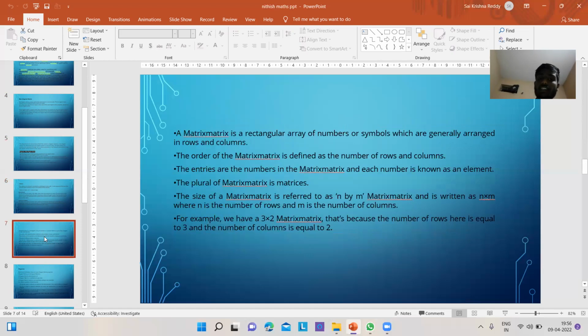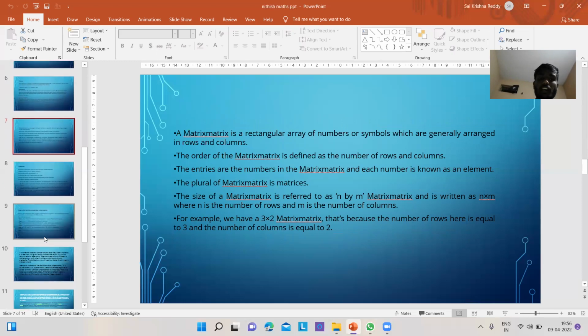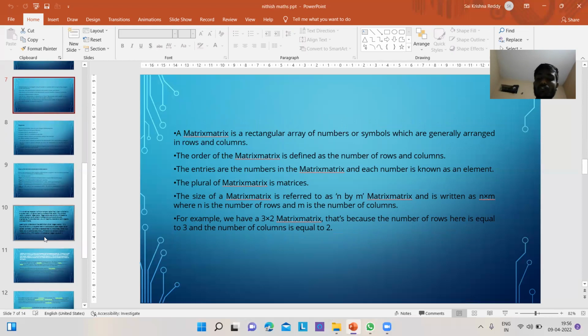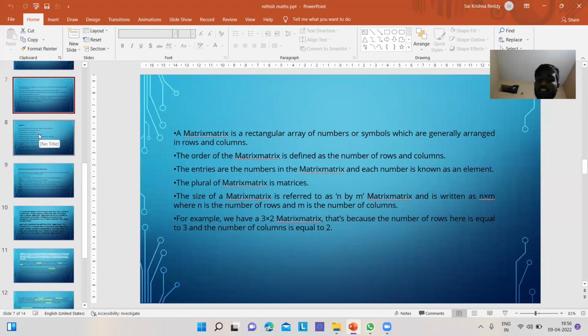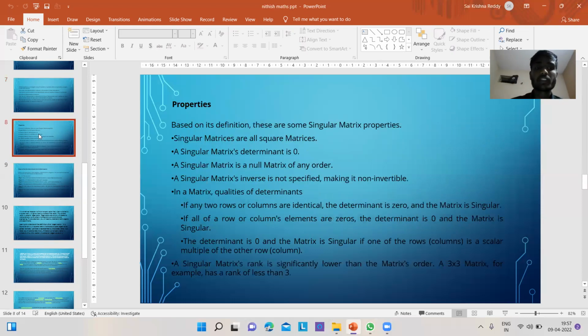A matrix is a rectangular array of numbers or symbols which are generally arranged in rows and columns. The order of the matrix is defined as the number of rows and columns. The entries are the numbers in the matrix, and each number is known as an element. The plural of matrix is matrices. Size of a matrix is referred to as an n by m matrix and is written as n into m, where n is the number of rows and m is the number of columns. For example, we have a 3 by 2 matrix because the number of rows here is equal to 3 and the number of columns is equal to 2.